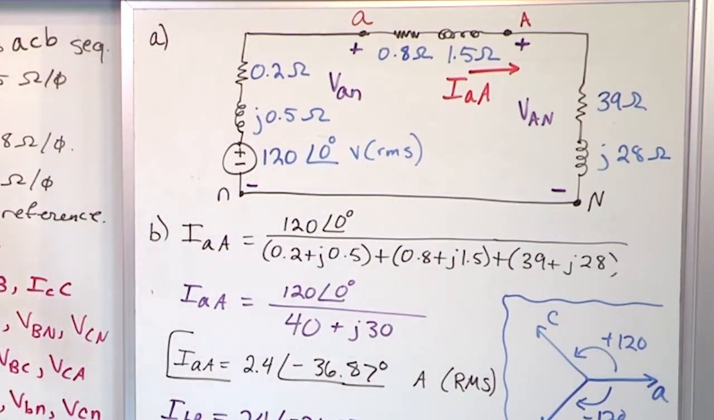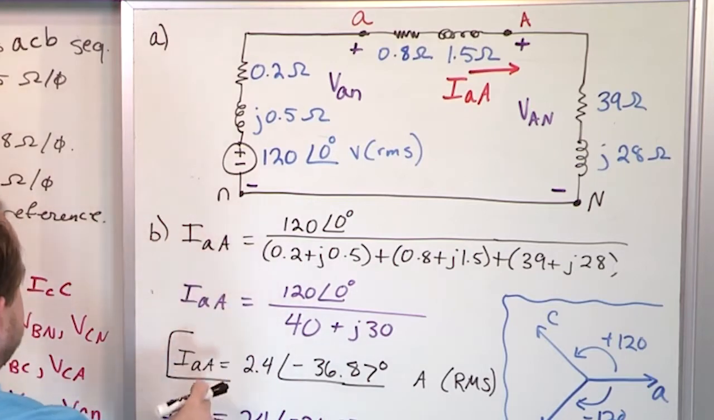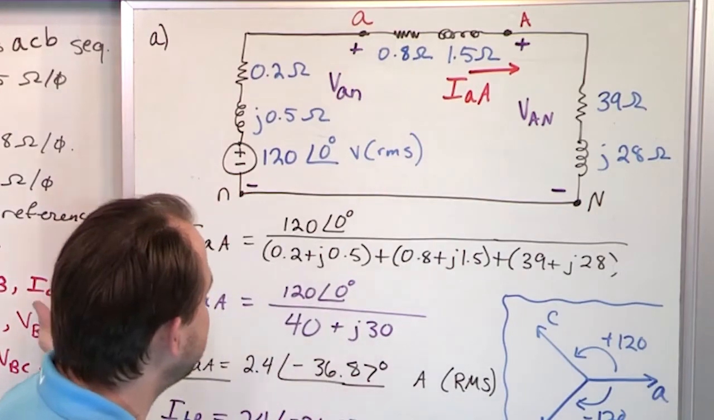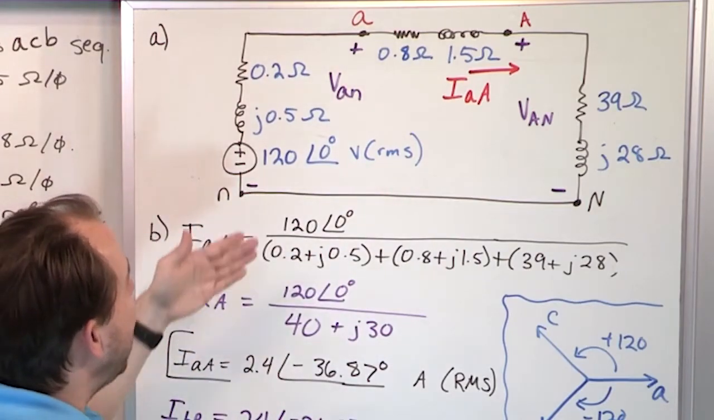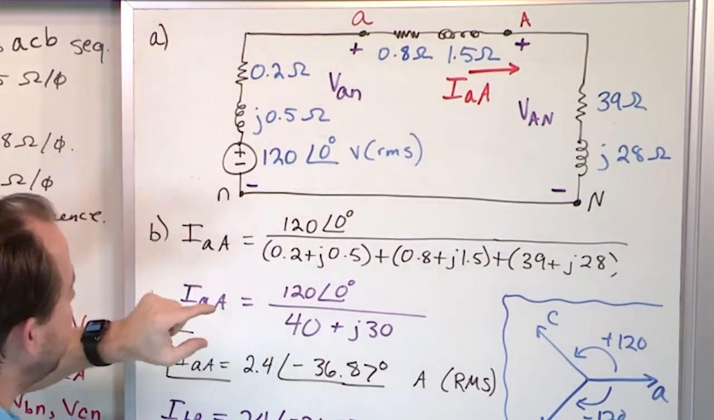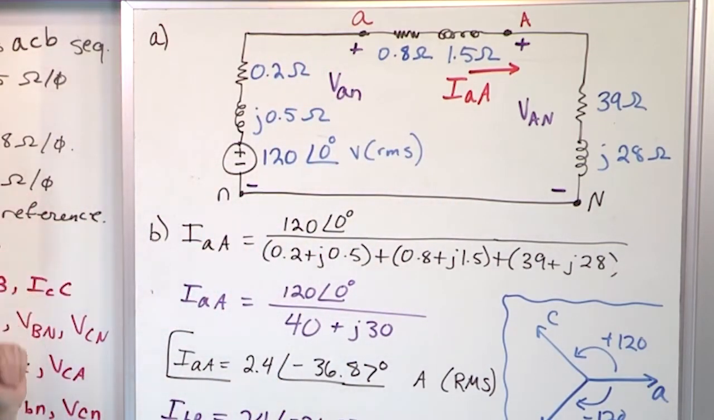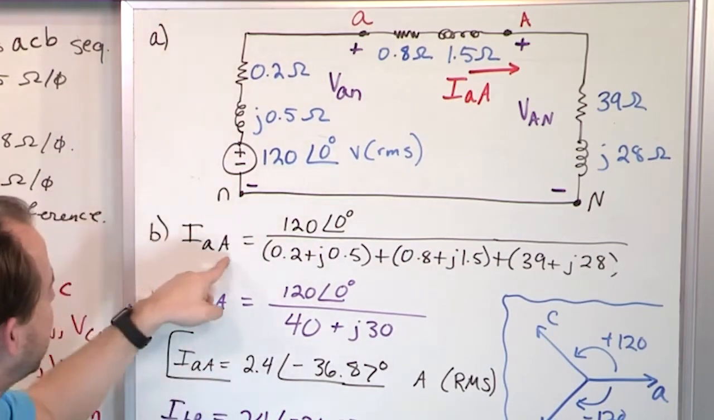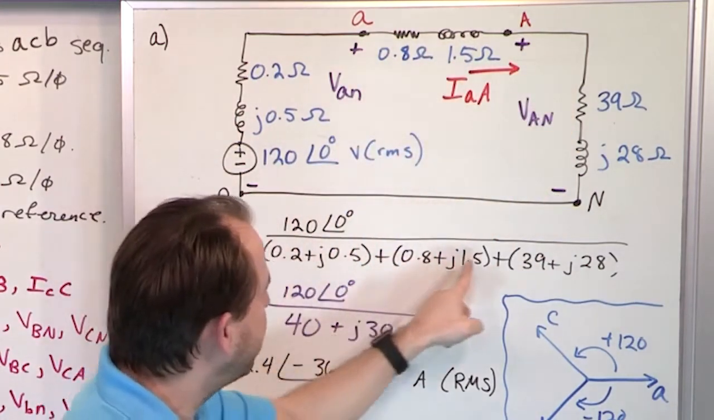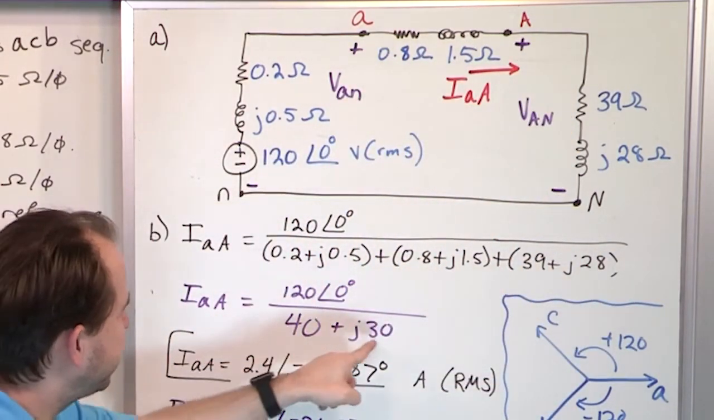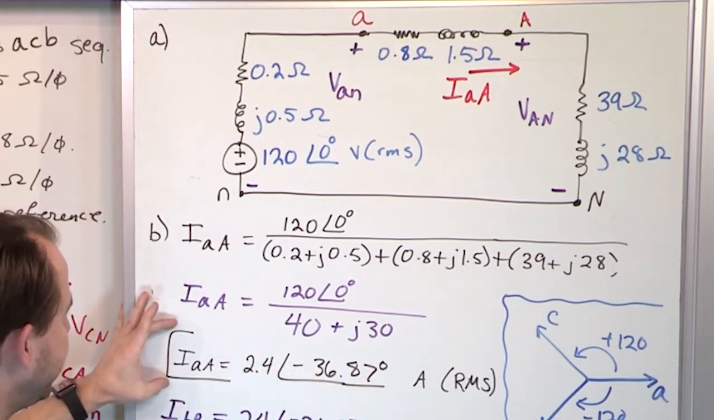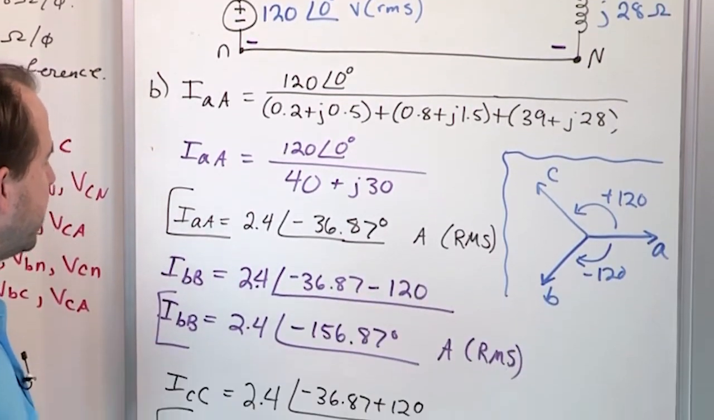Now part B, let's find the three line currents, AA, BB, and CC. How would we find the line current here if this is a negative phase sequence? Well, the A current is exactly as we have drawn it here. There's no change from the previous problem to this problem, whether we have a positive or a negative phase sequence, to find the current AA. It's the voltage here divided by the sum of all these impedances, which is what we did before. So it's exactly the same, 40 plus j30, and the value that you get for the A phase current is exactly the same as before.